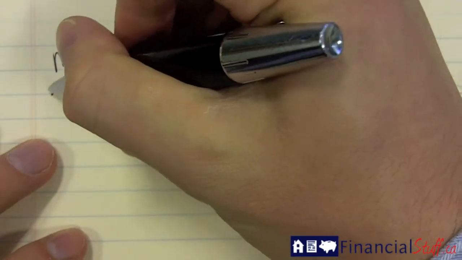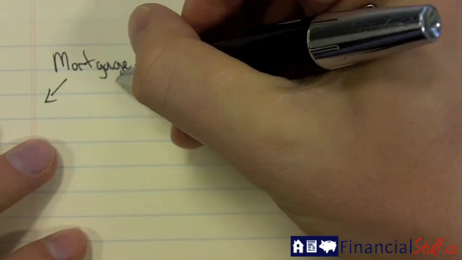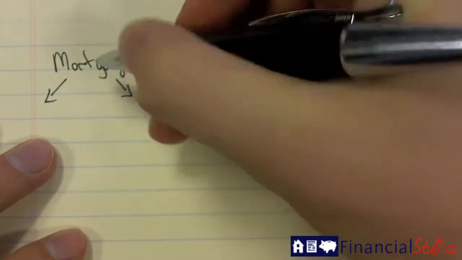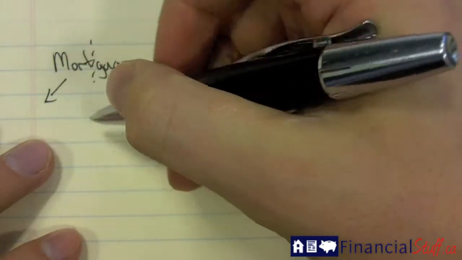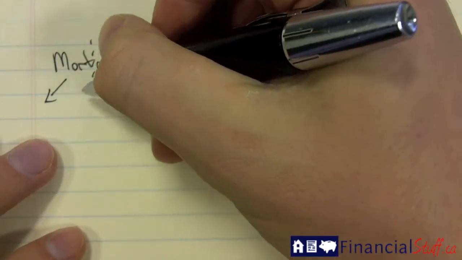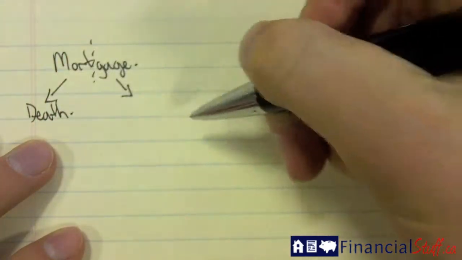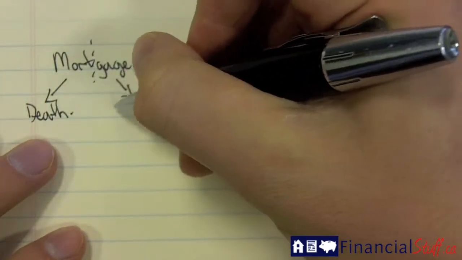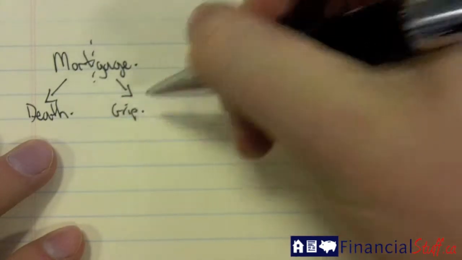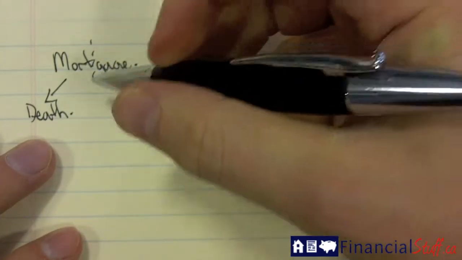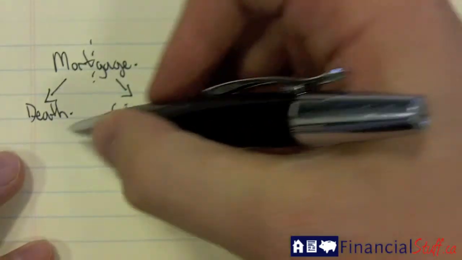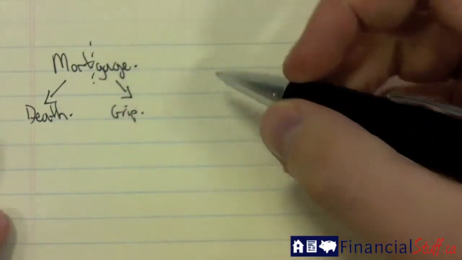Mortgage can be broken down into two words, mort and gage. The term mort, as in mortuary or morgue, is actually French for death. Gage is Latin for grip. So the term mortgage actually stands for death grip. It's not a good start for most people.